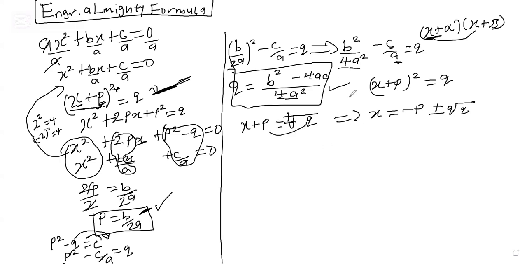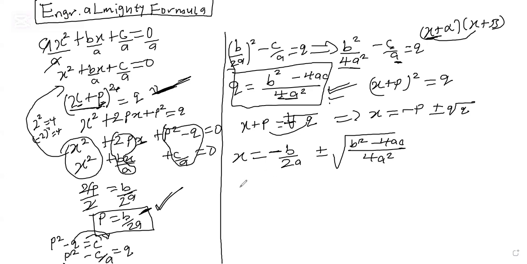So basically, I'm going to substitute the value of p that we had here and the value of q that we had here. So x is equal to minus p. What is p? b over 2a, plus or minus the square root of, what is q? q is b squared minus 4ac all over 4a squared. So the square root of this denominator is easy. That would be 2. Square root of 4 is 2. Square root of a squared is a. But the top is somehow complex, so we can't really find square roots.